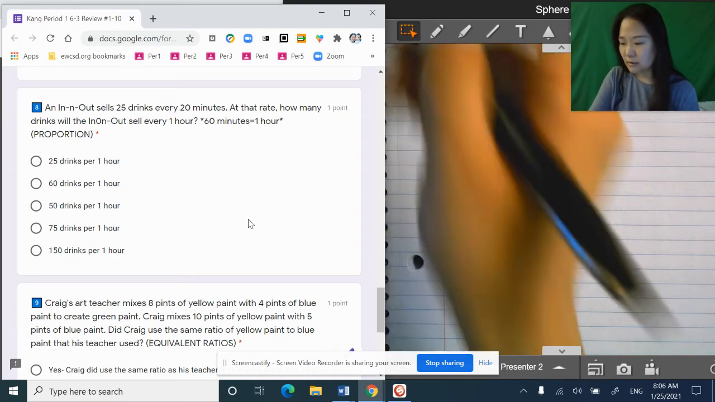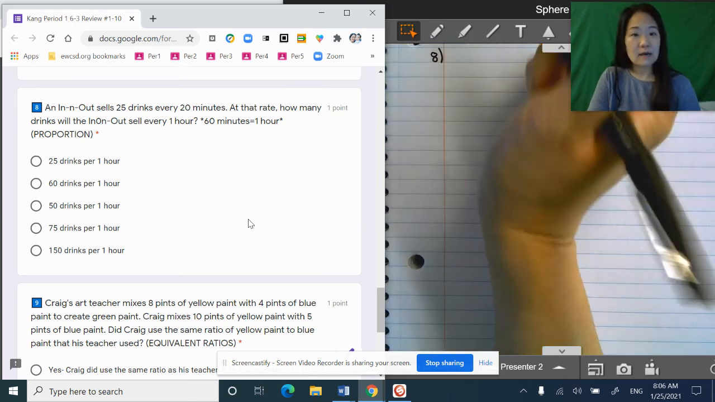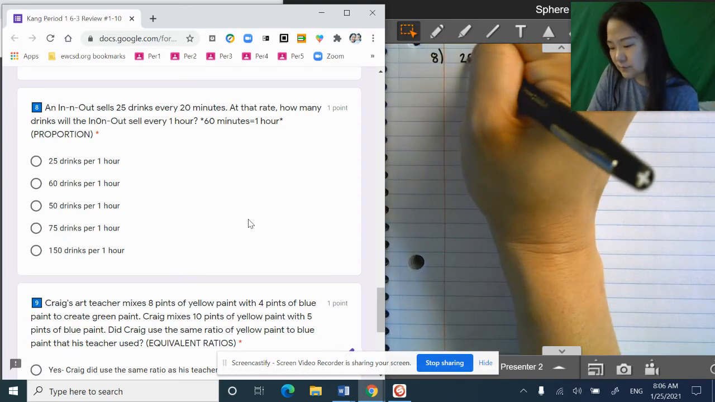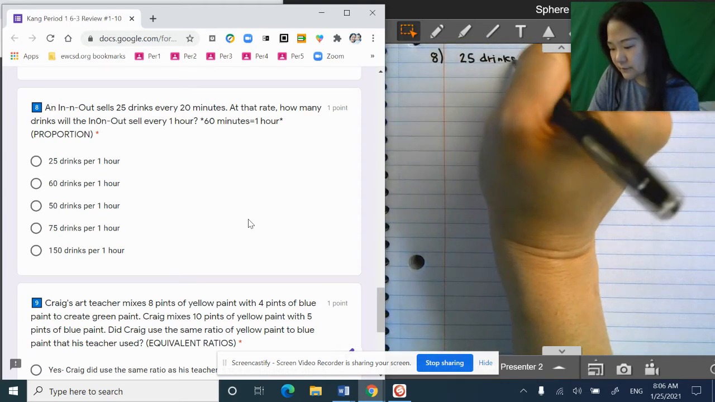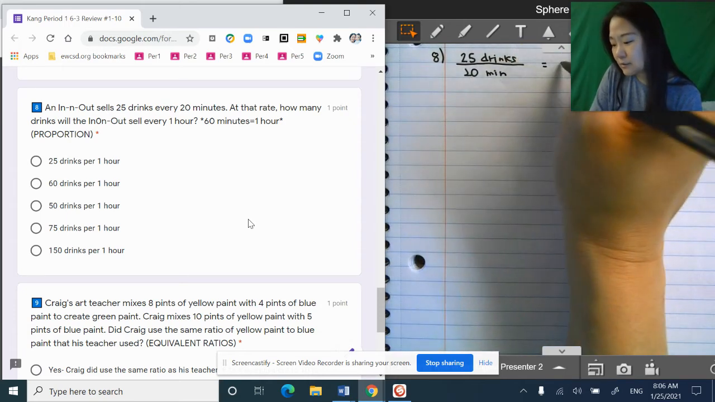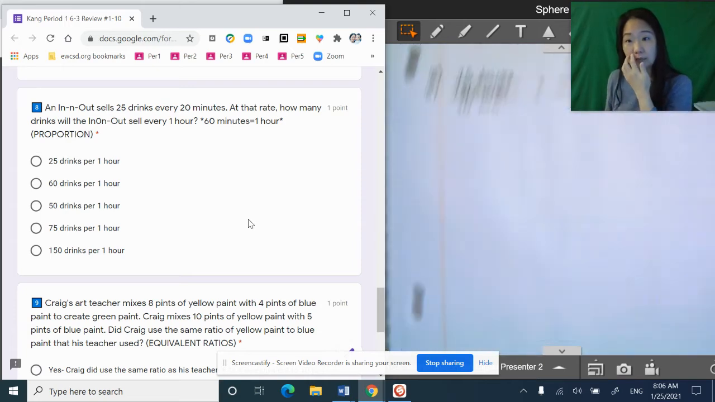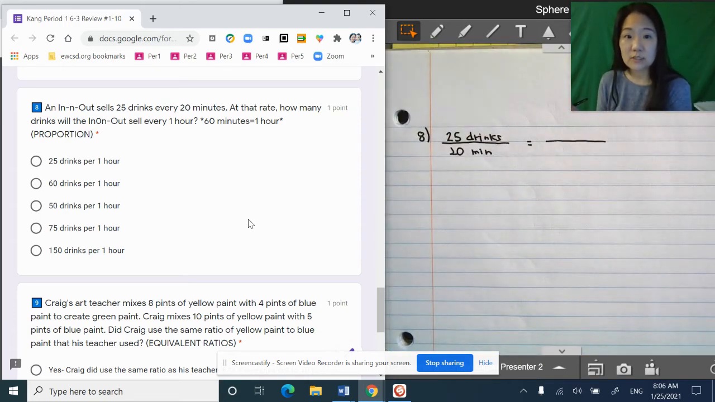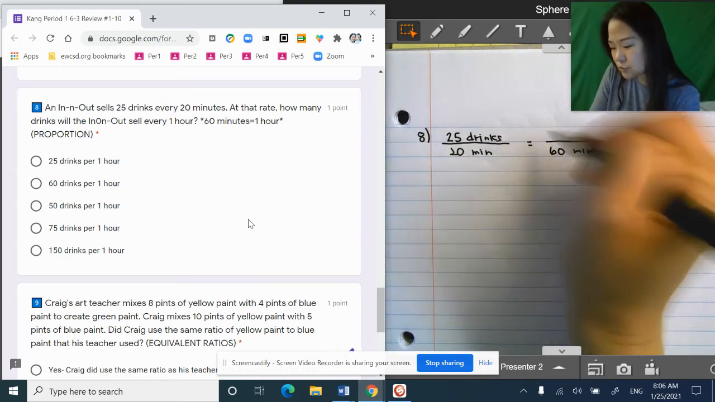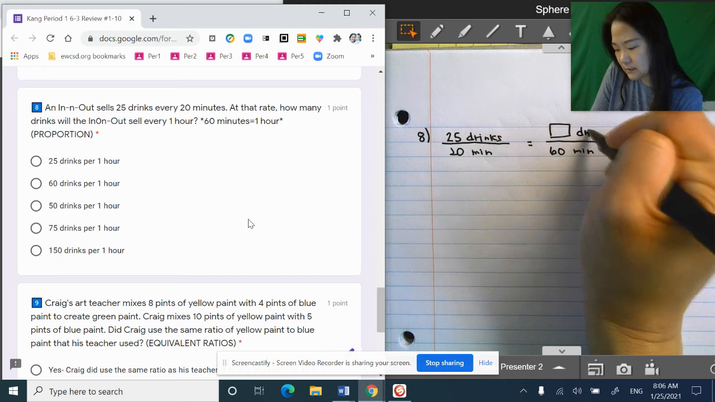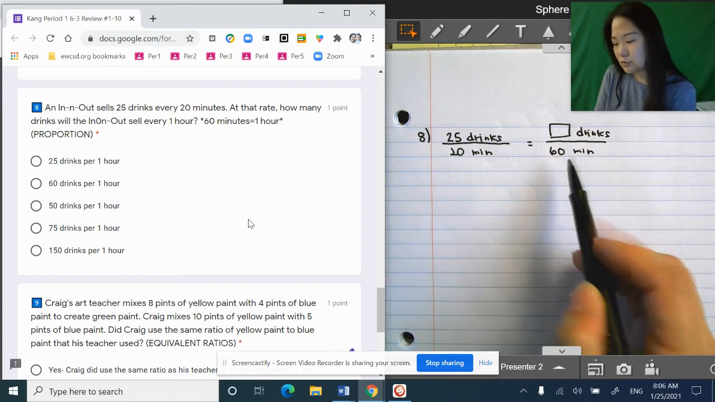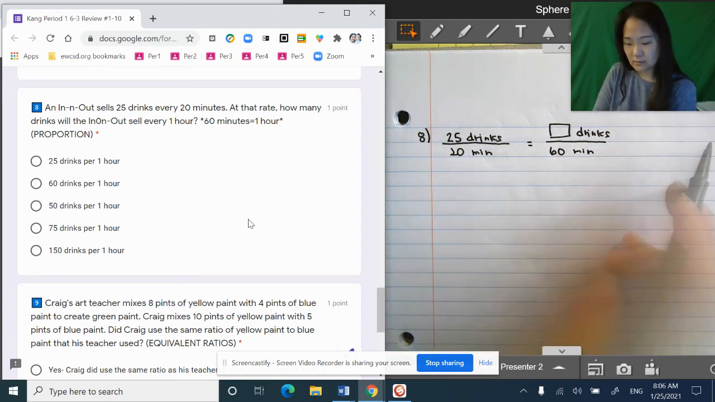I'm not going to solve it, but I will set it up in case anybody needs help. I'm going to do drinks on top, minutes on the bottom: 25 drinks from the first sentence, 20 minutes. And I'm going to set it equal to a proportion, an equivalent ratio or rate. I want to find out how many drinks in 60 minutes, because 60 minutes is equivalent to an hour. Do not use 1, because then you're saying 1 minute.